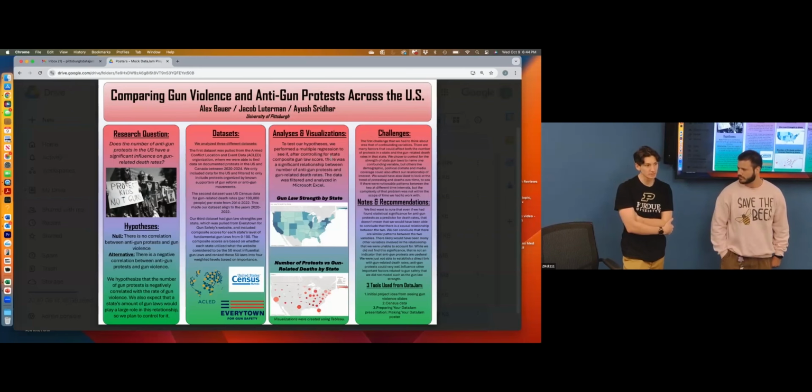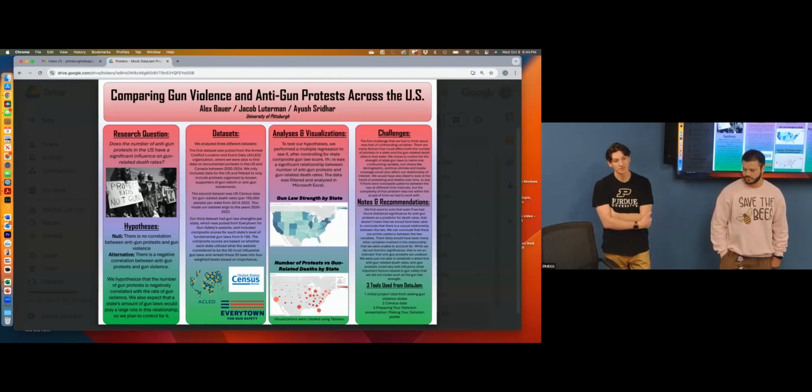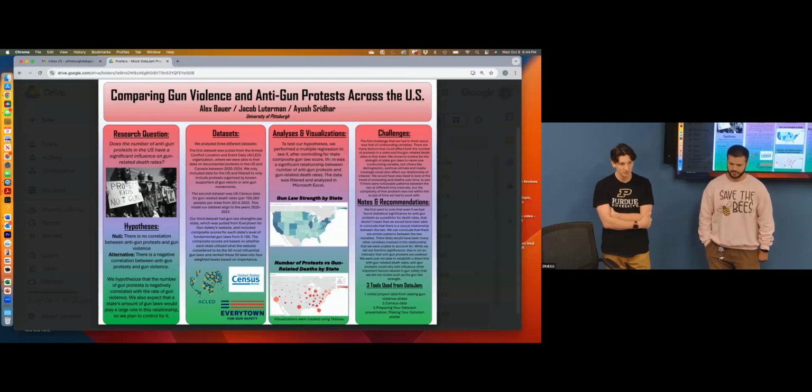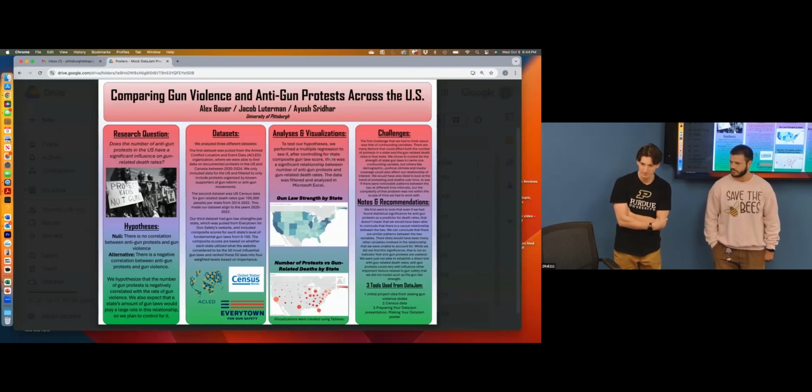So the ACLED collects every reported protest by police department and aggregates them by state level. This includes things that aren't related to gun protests. It's just every protest that is reported across the US by police departments. A lot of them aren't reported, which is an interesting thing that we wanted to note because our sample size was really small and we didn't expect to see that.